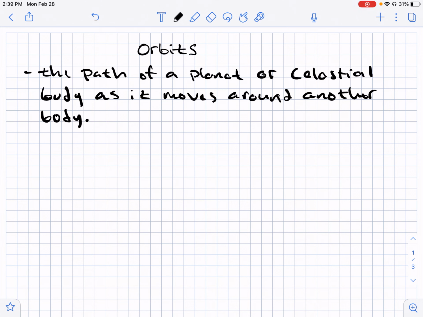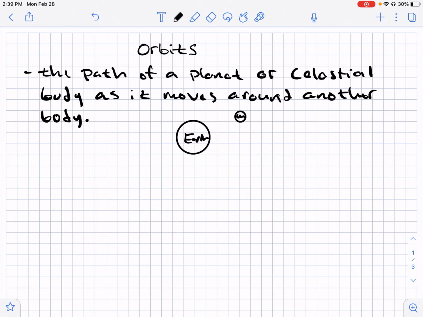And so an example can be, let's say, the Earth and the Moon. And so the Moon is in orbit as it moves around the Earth. And a body that orbits another body is called a satellite. And a satellite can be man-made, like a weather satellite, or natural, like in this case, the moon. And orbits are elliptical, but for our purposes, we're going to focus on circular orbits, not elliptical orbits.